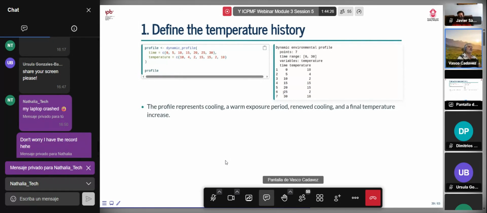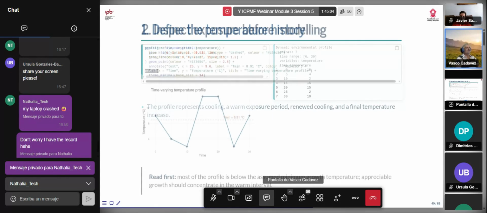Okay, so we start necessarily with the profile. So I'm just simulating a dynamic profile. You can have your profile, but this is a simulation just to show you how to use it. So you have this function to define a dynamic profile. In a dynamic profile, you need to have time and you need to have temperature, of course. So this will define our profile, and if you ask for the profile, you will see that we have time and temperature. So this is our profile a long time with the fluctuation in the temperature.